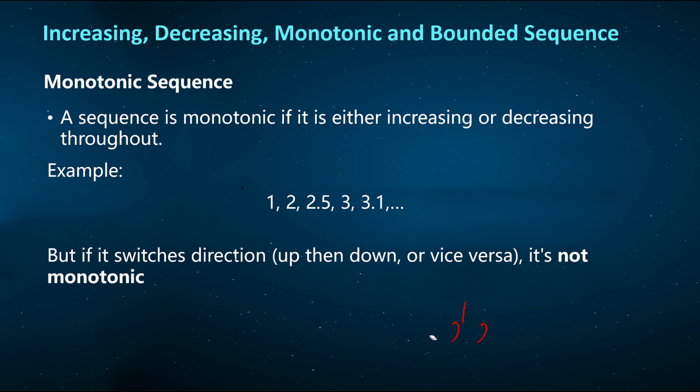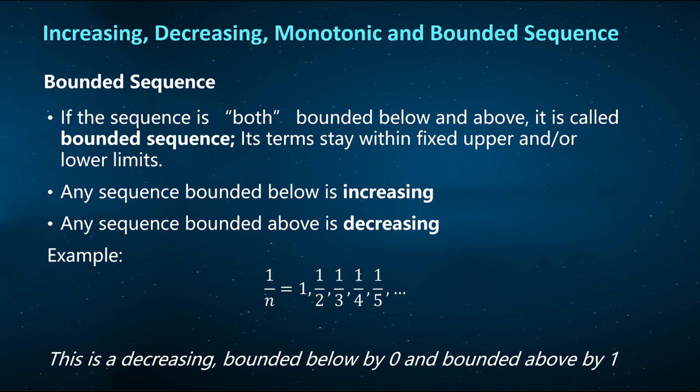So again, you can say that a sequence is monotonic if it's either increasing or decreasing throughout. Next, bounded sequence. A bounded sequence is defined as a sequence having bounds below and above, having lower and upper limits.